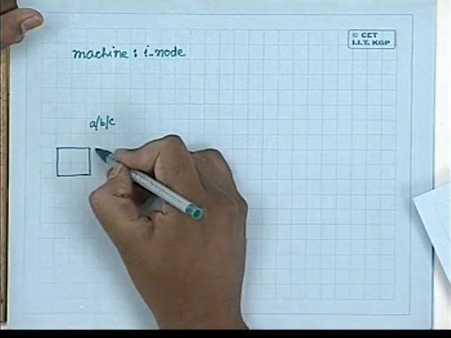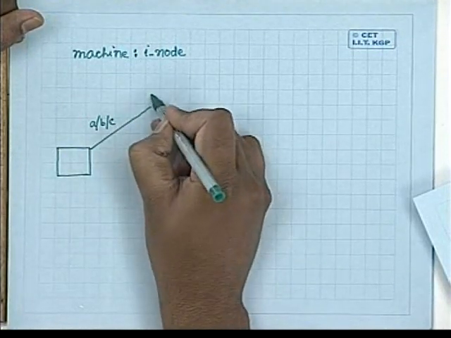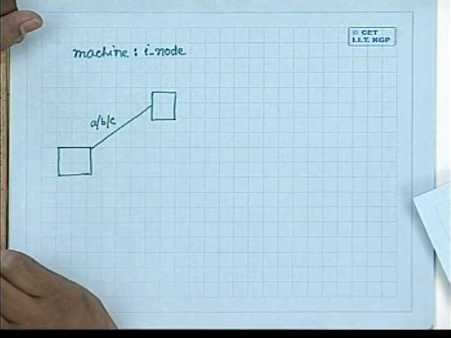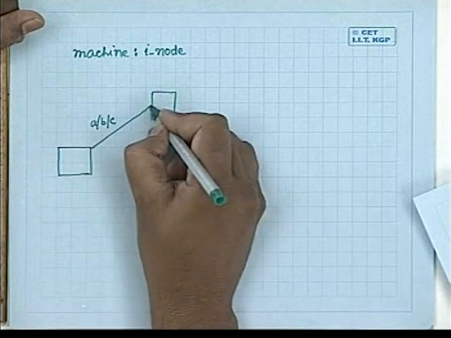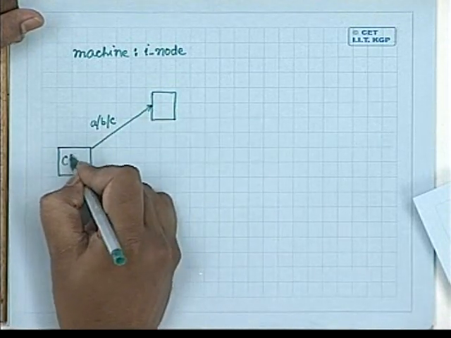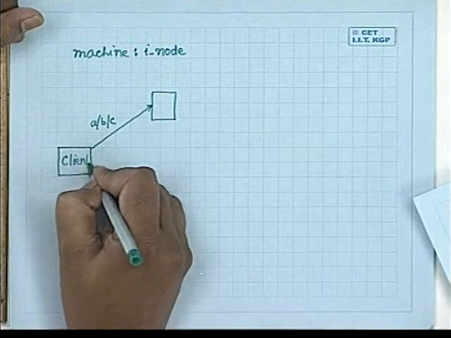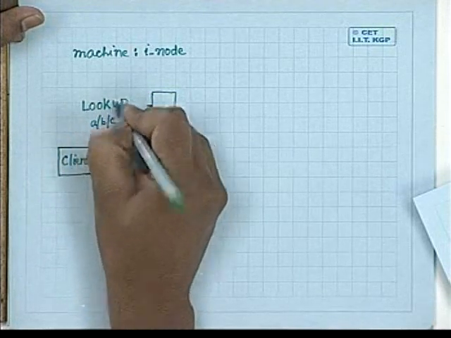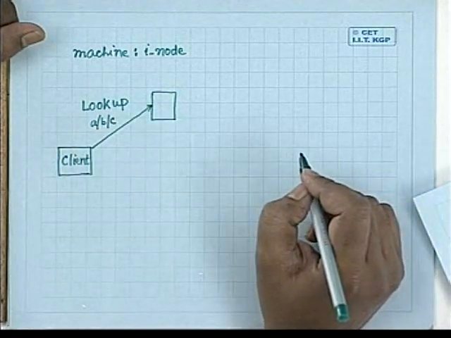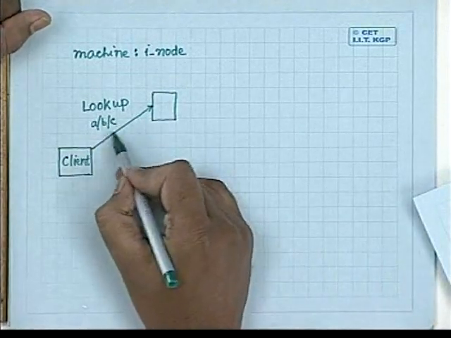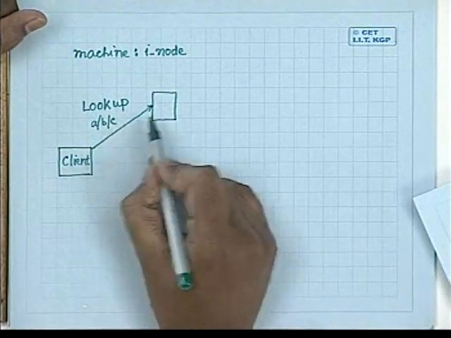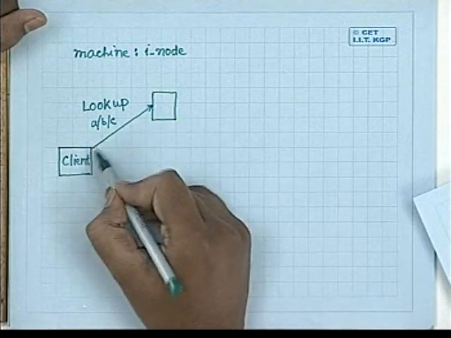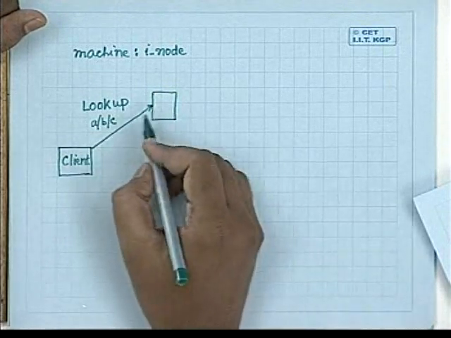Suppose with this the request goes to a server, and the server may contain the entire directory or part of the directory. So this is the client process which puts a request, and we have to look up this path name A/B/C. Now if you are fortunate enough that the entire part of the directory containing this path name is located in this machine itself, then this server will provide you the machine identification and the inode identification of this component C.